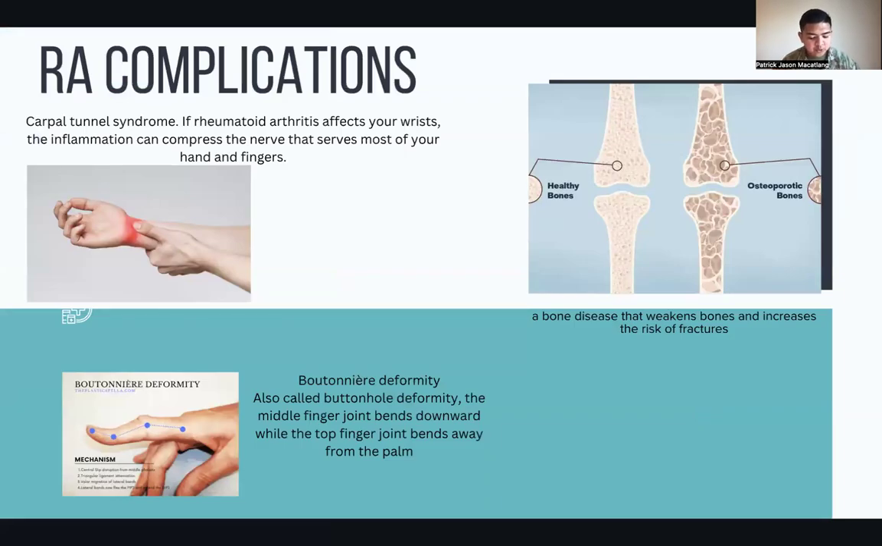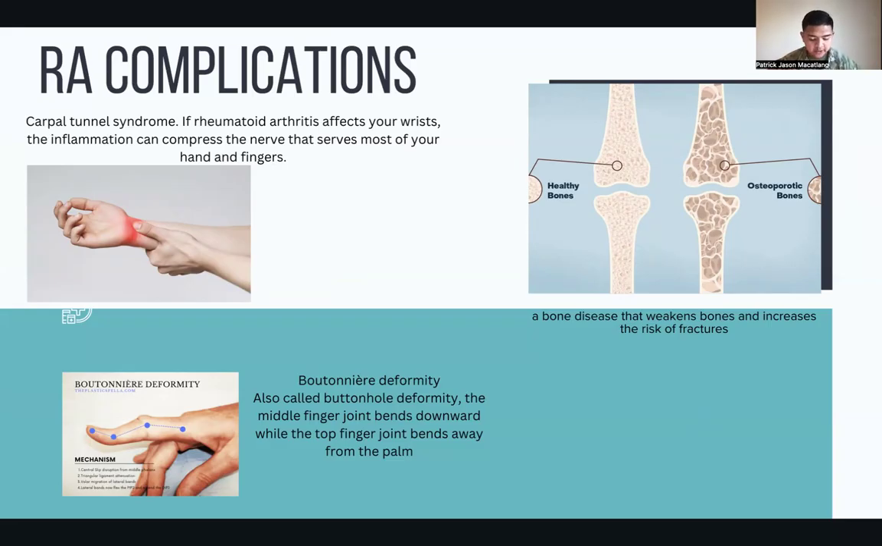RA complications. So what can RA lead to? RA can lead to several complications. It can cause bone erosion and joint deformity, especially in the hand joints and both sides of the body at the same time. Some complications of RA include carpal tunnel syndrome, which can occur when the inflammation compresses the nerve in the wrist, leading to numbness and tingling in the hand and fingers.